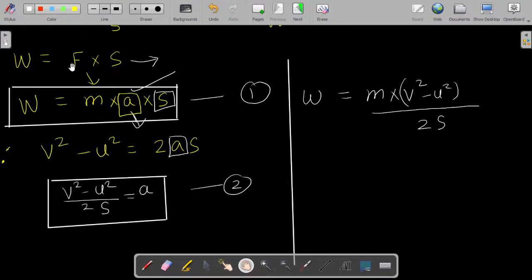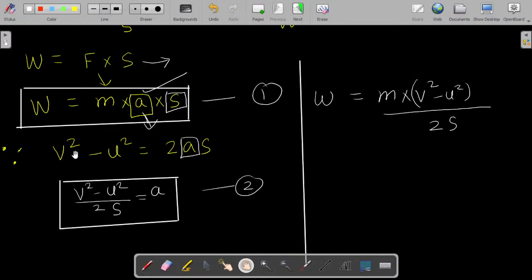The work formula is force into displacement. The force formula is m into a. Here it is displacement, so we have to remove this displacement. For that we use the second kinematic equation, v square minus u square is equal to 2as. With this we get the value of a as v square minus u square upon 2s. Both will come in the denominator.